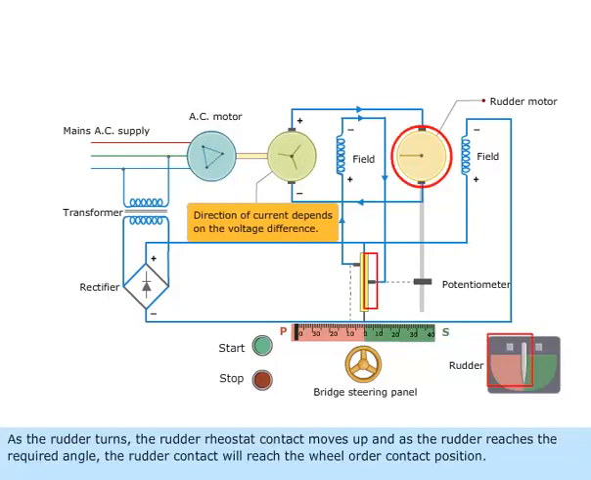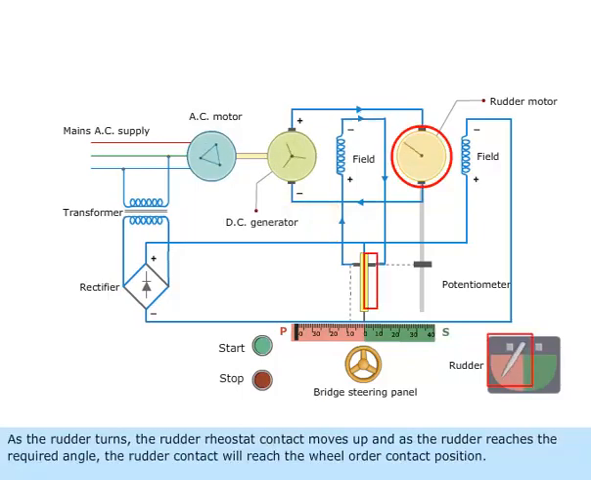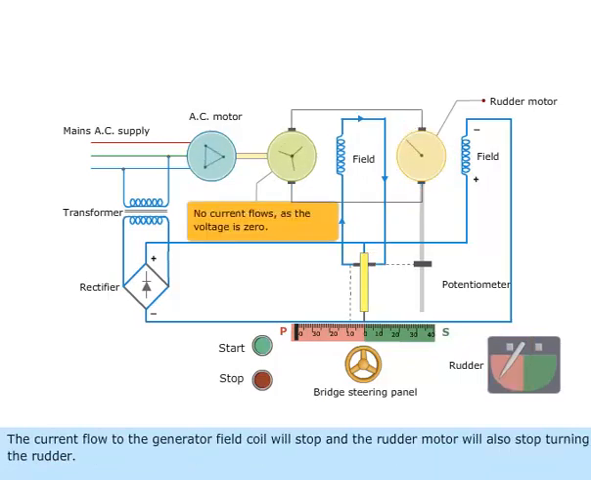As the rudder turns, the rudder rheostat contact moves up, and as the rudder reaches the required angle, the rudder contact will reach the wheel order contact position. The current flow to the generator field coil will stop, and the rudder motor will also stop turning the rudder.